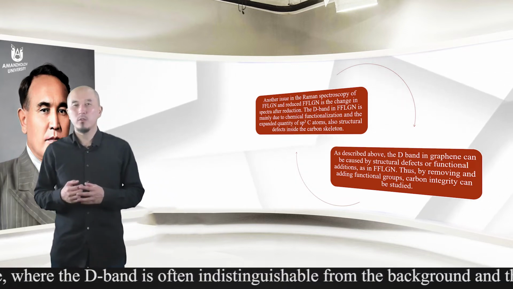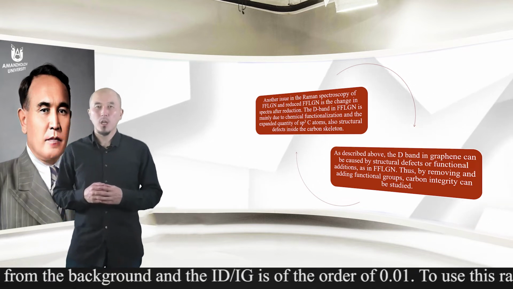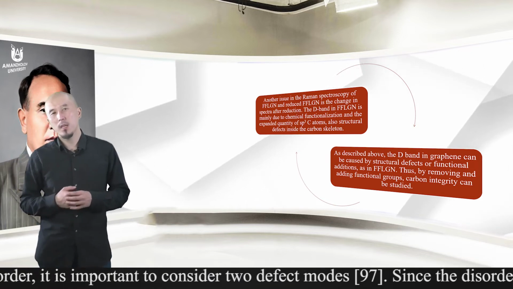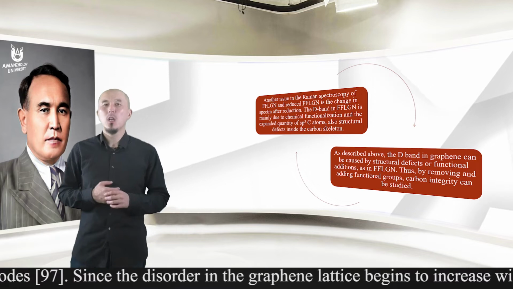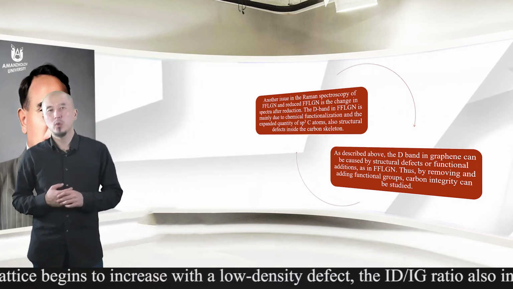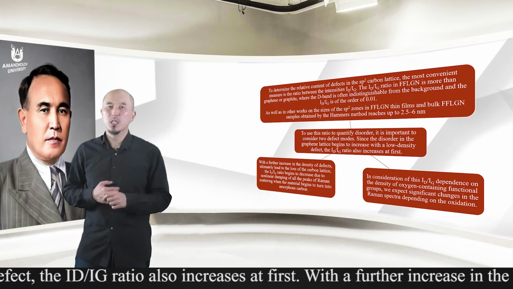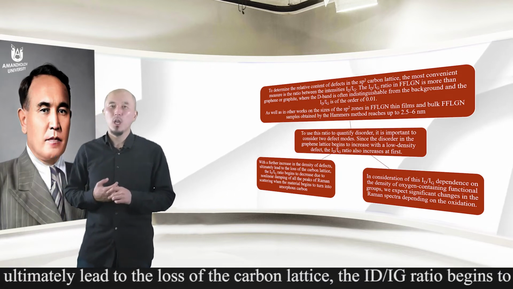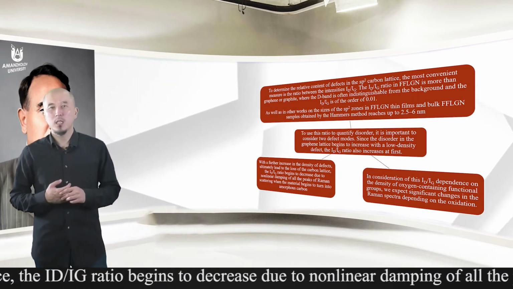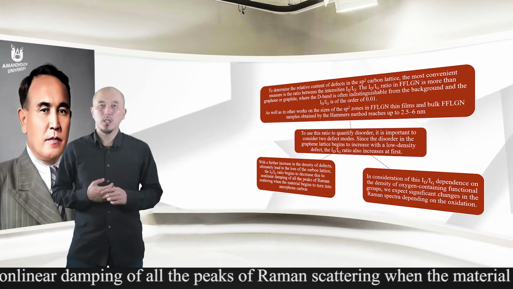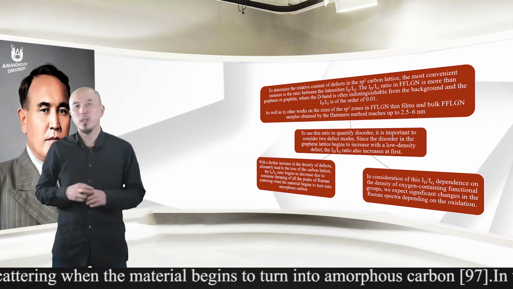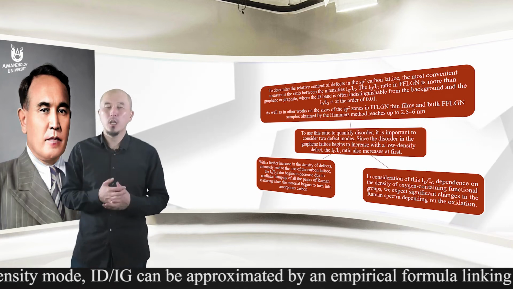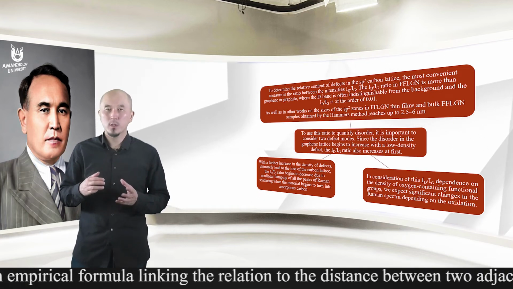As described above, the D band in graphene can be caused by structural defects or functional additions, as in FFLGN. Thus, by removing and adding functional groups, carbon integrity can be studied to determine the relative content of defects in the sp2 carbon lattice. The most convenient measure is the ratio between the intensities ID/IG. The ID/IG ratio in FFLGN is more than in graphene or graphite, where the D band is often indistinguishable from the background and the ID/IG is on the order of 0.01.